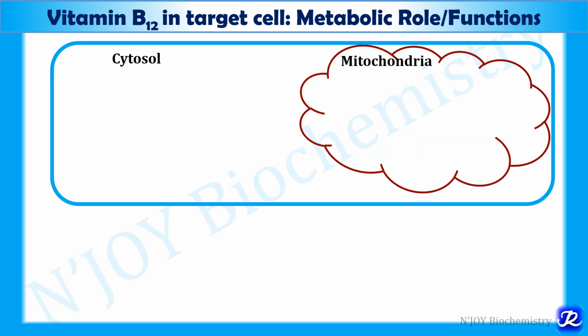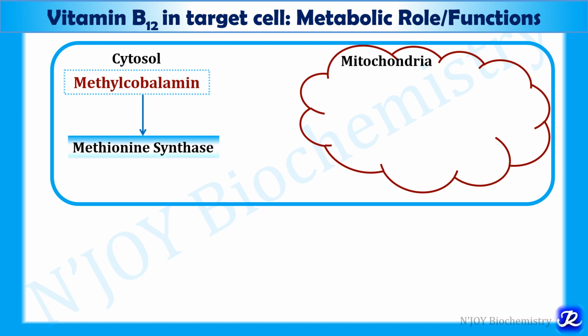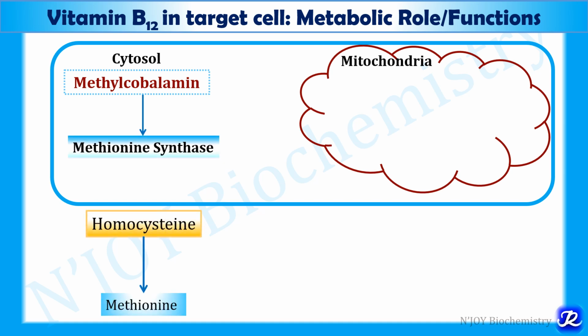What happens in the target cell? What is the metabolic role of vitamin B12? It is important in two biochemical reactions. So when methylcobalamin from the blood is taken up by the target cell, it can be directly used by the enzyme methionine synthase for regeneration of methionine from homocysteine.